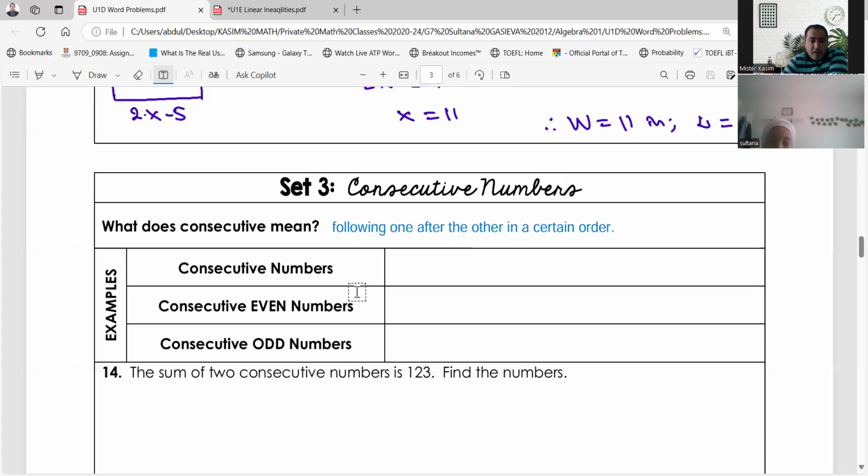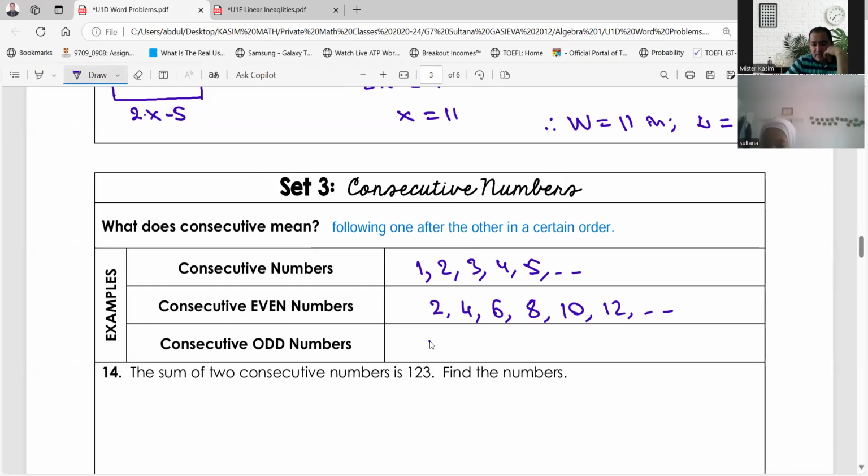So how about consecutive numbers? Consecutive numbers are 1 and 2 and 3 and 4 and 5. It doesn't have to start with 1, but it can start with 0, 1 to 3, or negative 1, 0, 1 to 3. These are consecutive numbers. And how about consecutive even numbers? They are 2, 4, 6, 8, 10, and 12. These are consecutive even numbers. All right. And how about consecutive odd numbers? It is 1, 3, 5, 7, 9.